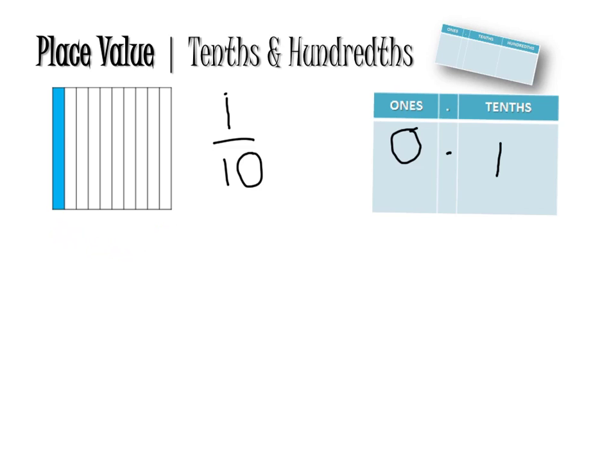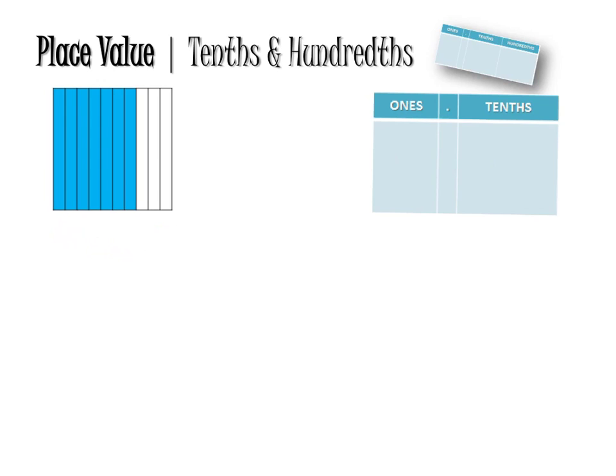So let's try shading some more tenths. So I'm just going to delete this. Now I have 6/10 shaded. Again, I can write this as a fraction, 6 over 10. And I can also write this as a decimal.